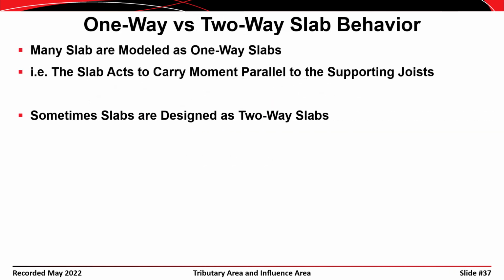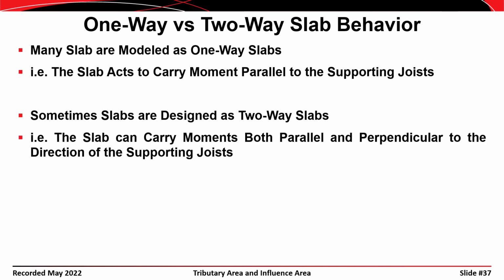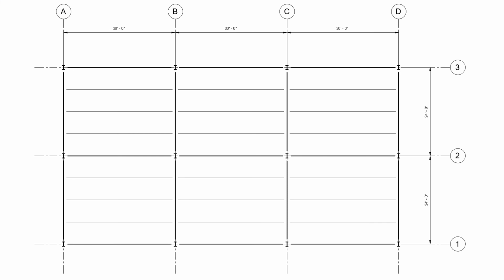An alternative way of modeling a slab, though, is to consider the idea that it could carry bending moment in two directions. It could carry bending moments both parallel to and perpendicular to the direction of the supporting joists. So when we consider that, things get a little bit more complicated. Let's go back to our roof framing plan. We're back to the case where we have a 6-foot spacing on our filler beams.